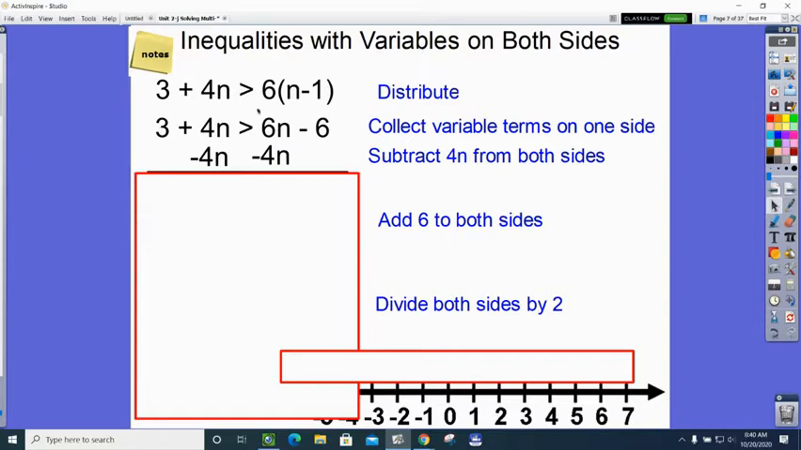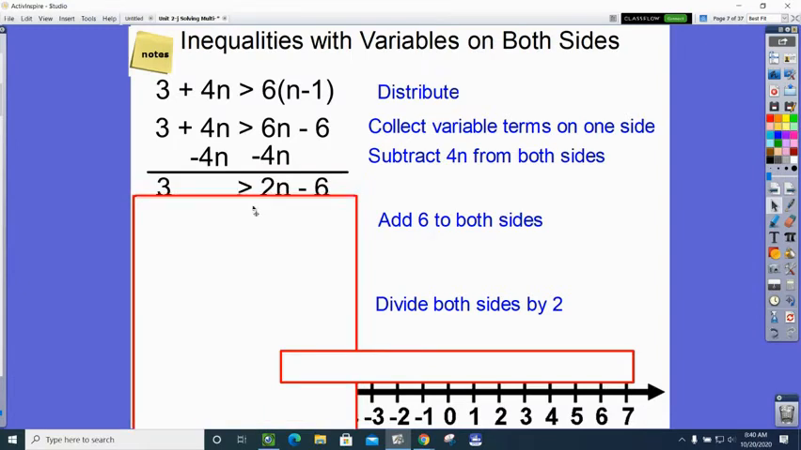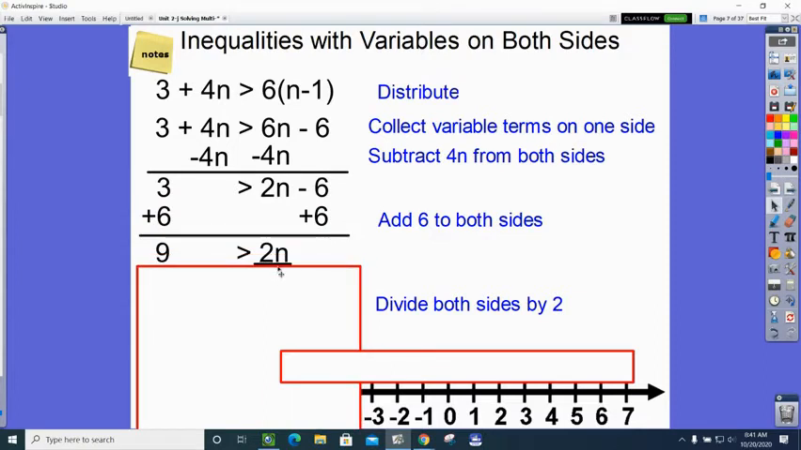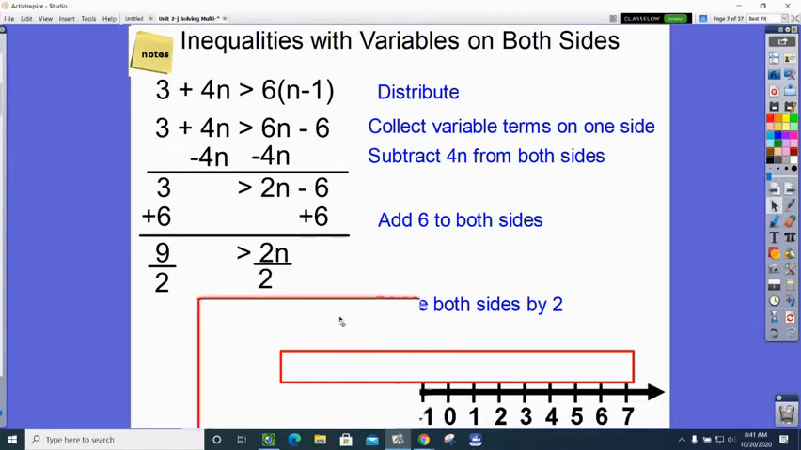I would have 3 is greater than 2n minus 6. I'm not switching the inequality because subtracting does not do that. I now would add 6 to both sides. That doesn't flip the inequality. And finally, my last step is to divide by 2, which also does not flip the inequality.